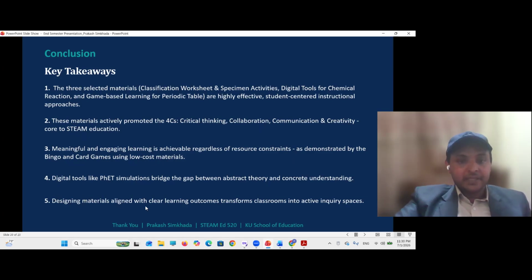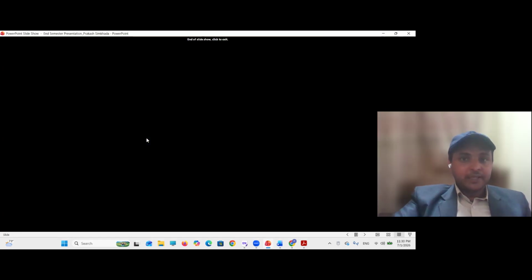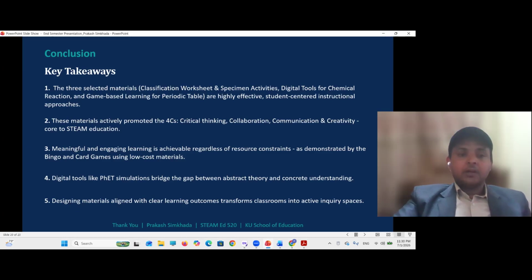Designing materials aligned with clear learning outcomes transforms the classroom into an active inquiry space. Different learning theories like Kolb's experiential learning theory and Vygotsky's social constructivism are also incorporated in these activities, and the students' understanding is becoming wider. Thank you so much.